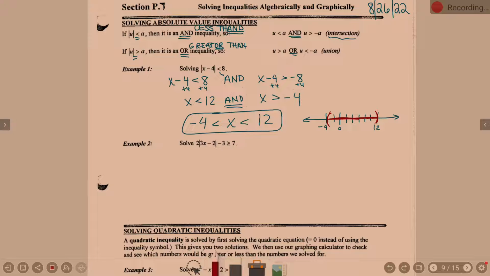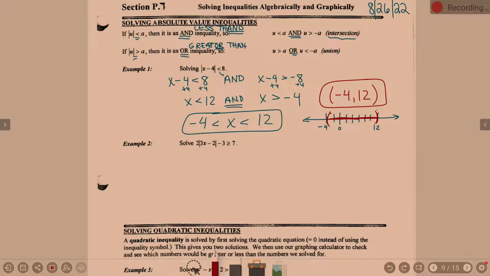And this is what a traditional and statement looks like. My shading is between -4 and 12, just like x is between -4 and 12. Interval notation? It looks like an ordered pair, but it's not. Correct? Questions there? Okay. So that was an example of a less than sign and statement. Going from there, Example 2.